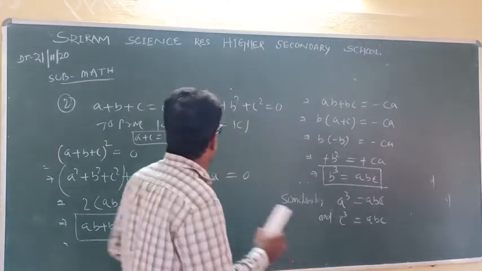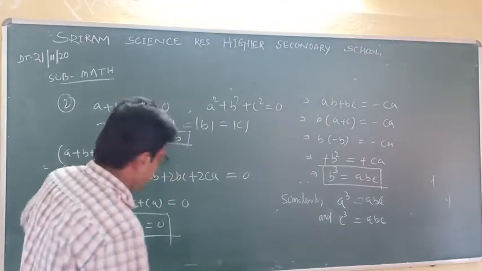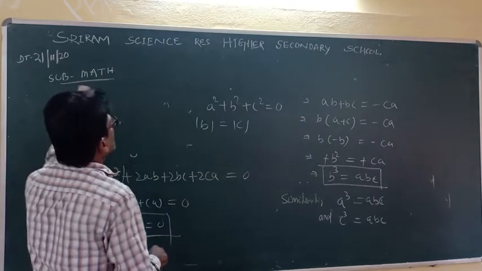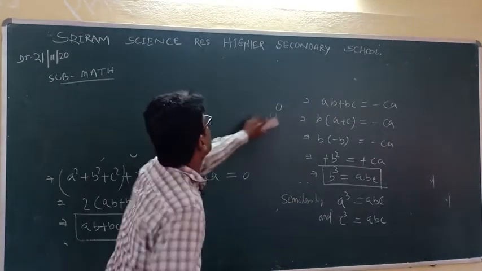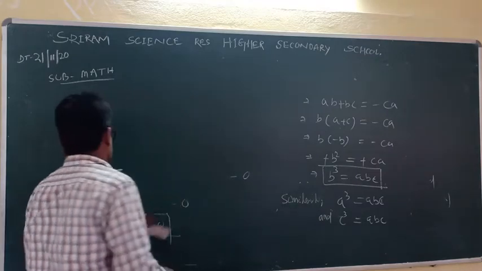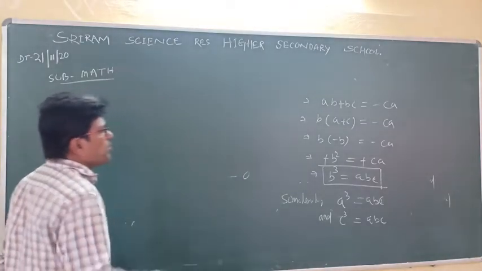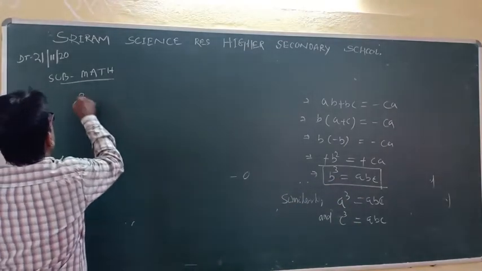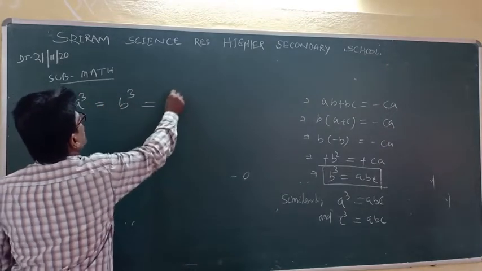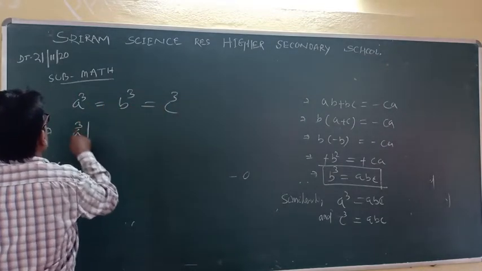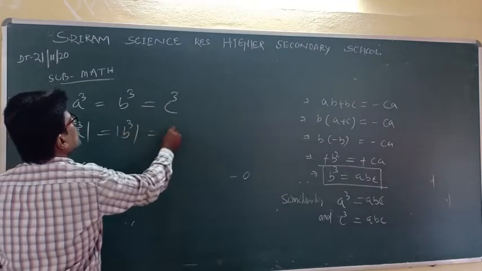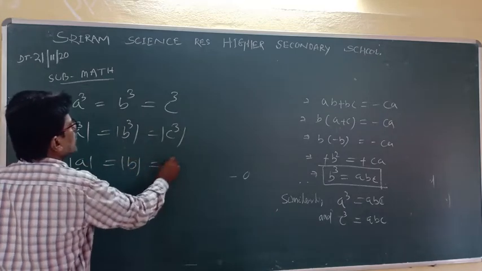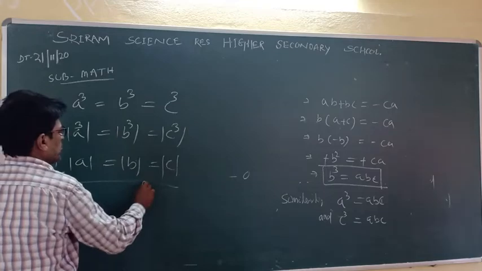So we have to find that a cube is equal to b cube, because a cube is equal to abc, b cube is equal to abc, c cube is equal to abc. So a cube is equal to b cube is equal to c cube. That means the modulus of a cube is equal to modulus value of b cube, modulus value of c cube. That means modulus value of a is equal to modulus value of b is equal to modulus value of c. That is proved.